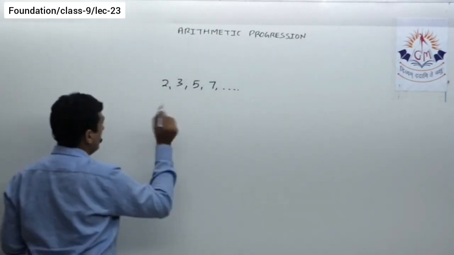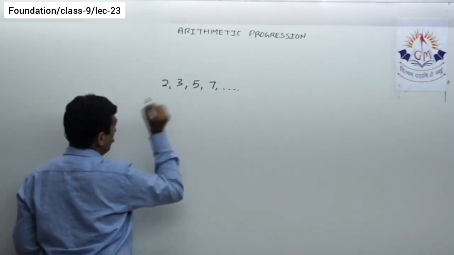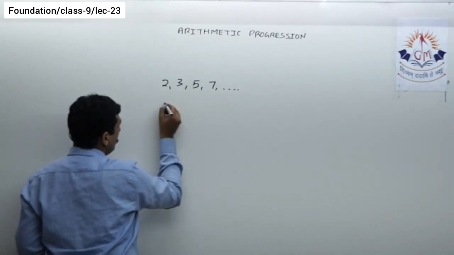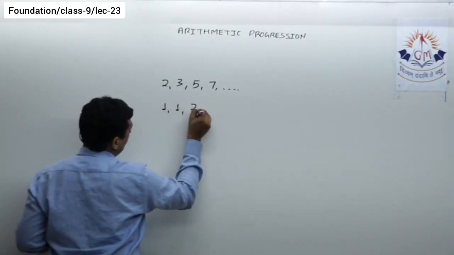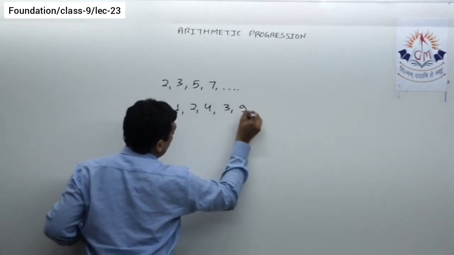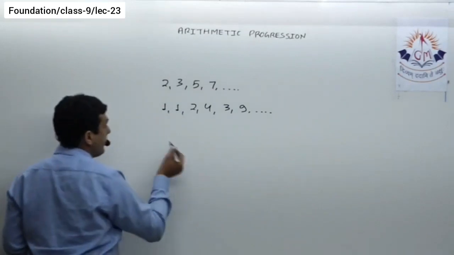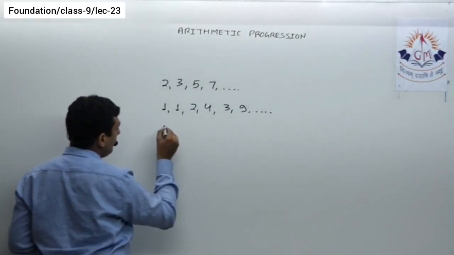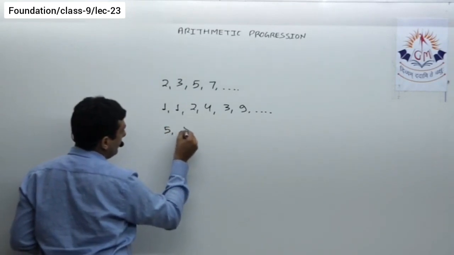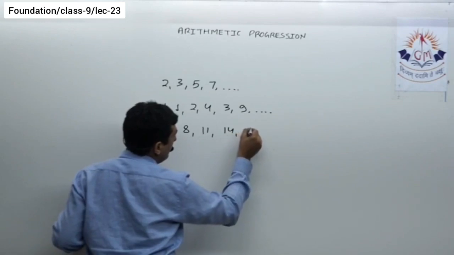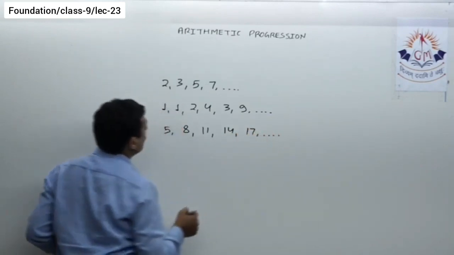Okay, so now let us see one more example. This is a sequence: 2, 3, 5, 7. Now let me take one more example: 1, then 1, then 2, then 4, then 3, then 9, and so on. Okay, let us see one more example: 5, then 8, then 11, then 14, then 17, and so on.